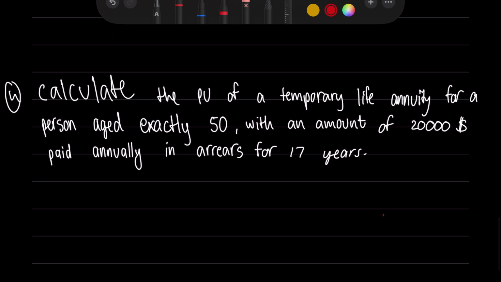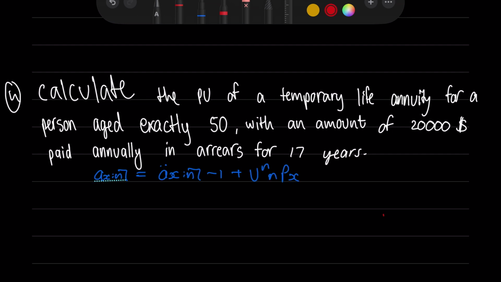Now the last question, we are calculating the present value of a temporary life annuity for a person aged exactly 50 with an amount of $20,000 paid annually in arrears for 17 years. So this question would have been easier if we were calculating the payments in advance, but now that it's in arrears, we have to just remember this formula. I'll write it here in blue, where a x n is equal to ä x minus 1, but you must also account for this.